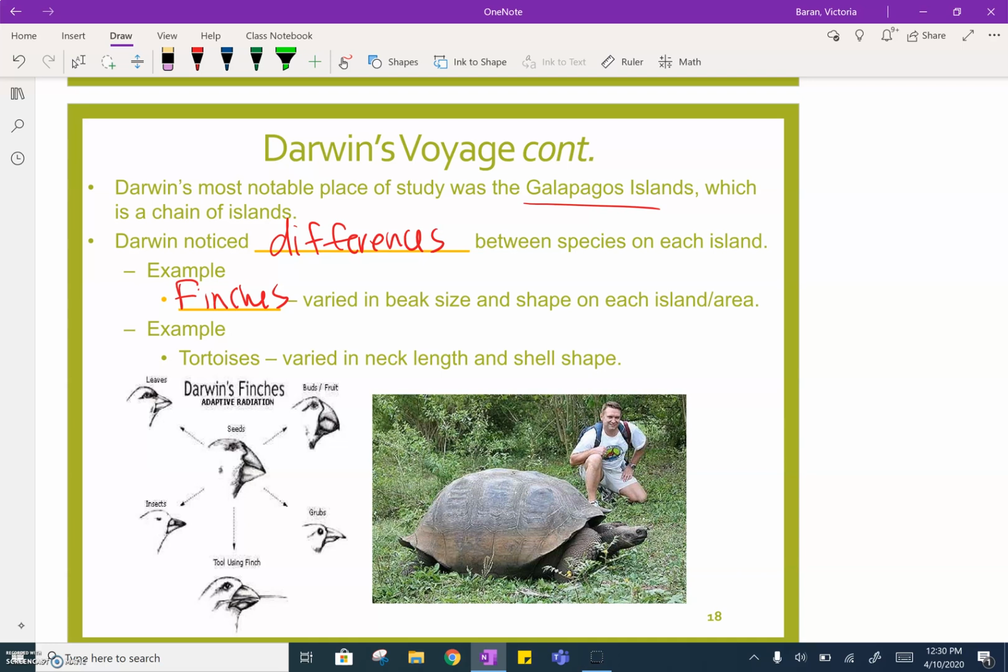He also studied tortoises, and they varied in their shape of their shell, the length of their neck, again, depending on what type of environment they were in and what island they were on.